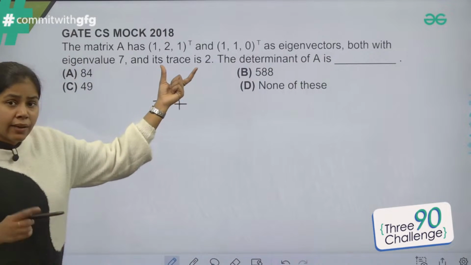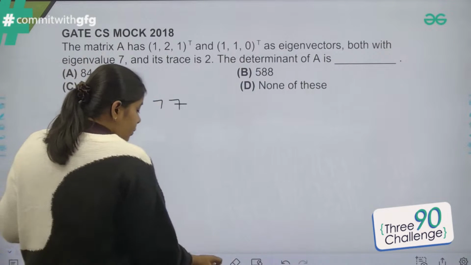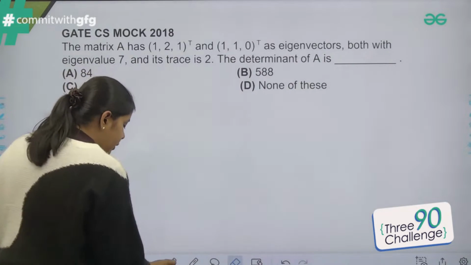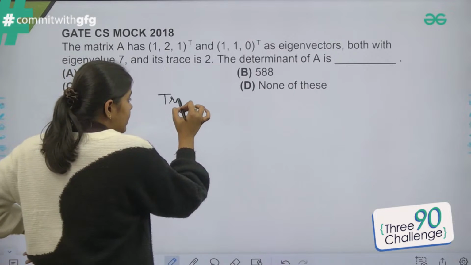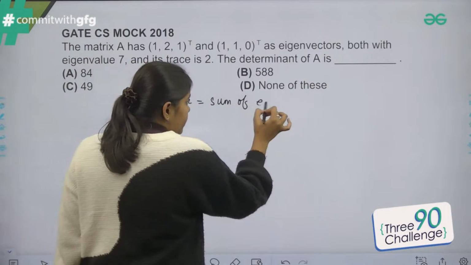But I can see here one more thing I have been given, that is trace is equal to 2. So if you guys remember, or if you have heard this property, that trace is equal to the sum of eigenvalues.